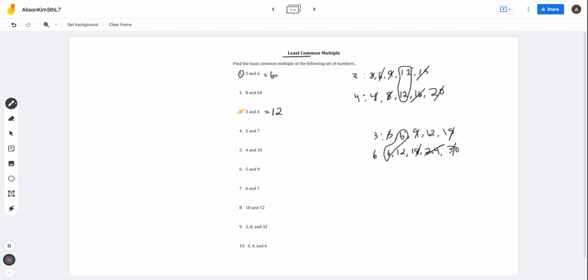And once again, this is a case where it doesn't work if you multiply the numbers together. It will not give you the LCM. It will only give you the product. So you have to be careful. It's better to do the long way than trying to find the shortcut.